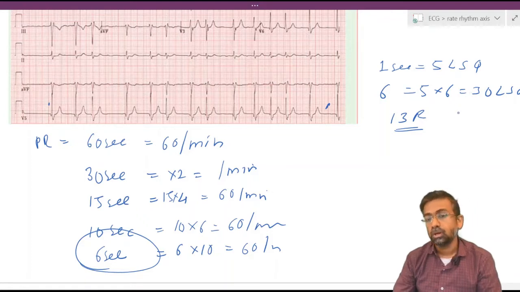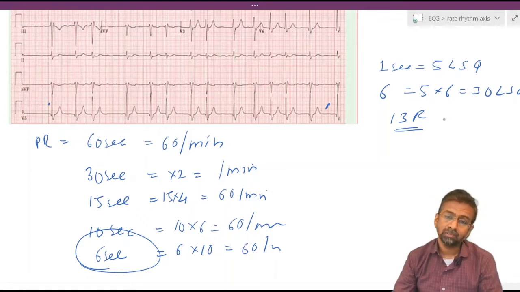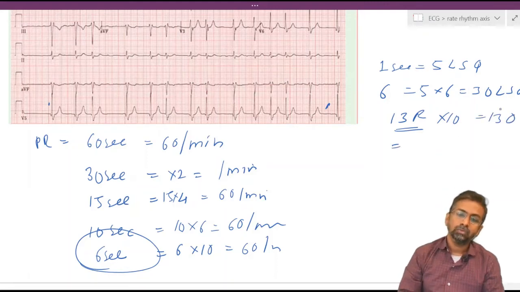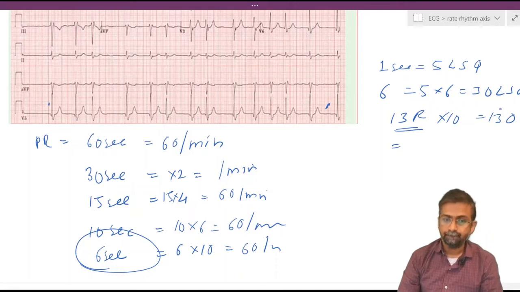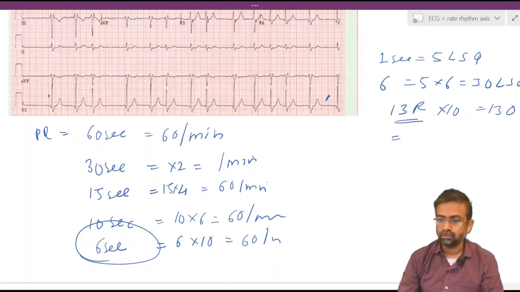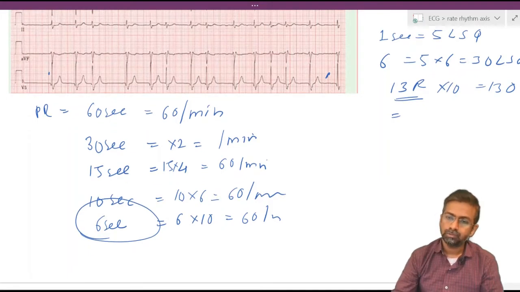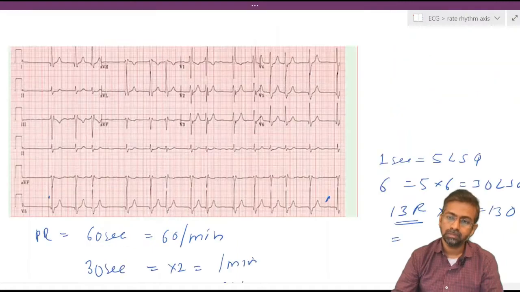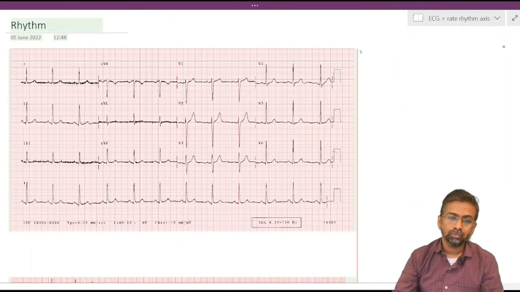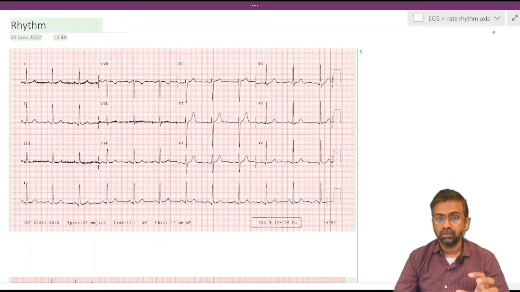So how many R waves will there be in 60 seconds? You multiply that by 10, so it will be 130. So that is the heart rate here. What is the heart rate? 130 beats per minute. This is how you can calculate the heart rate in a patient where the heart rate or the rhythm is irregular. So these are the methods to calculate the rate.